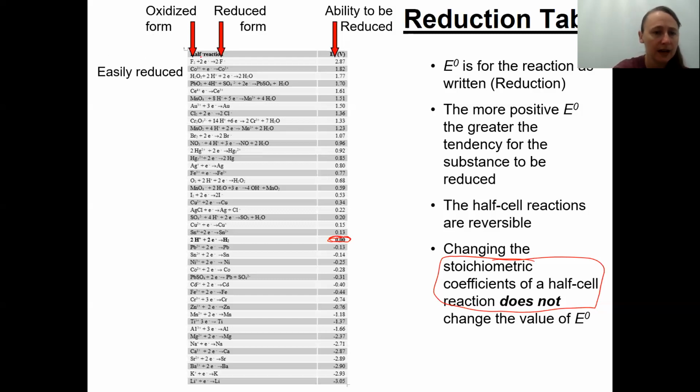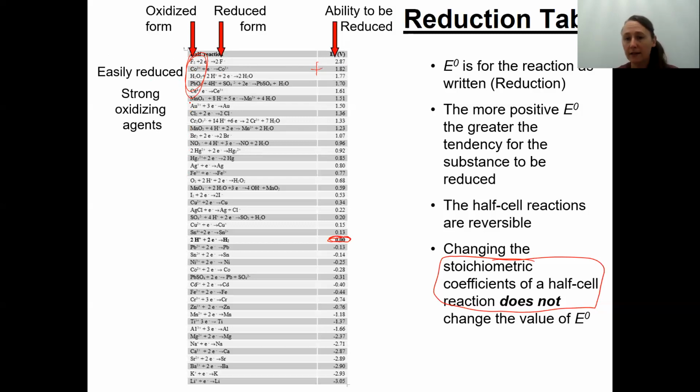And if you do it that way, the stuff up here in the top left corner are substances that are easily reduced. So these are written as reduction. We have positive numbers, very high positive numbers. So the higher it is on the left-hand side of this table, these are substances that are easily reduced. So if they get reduced, that means they are strong oxidizing agents.